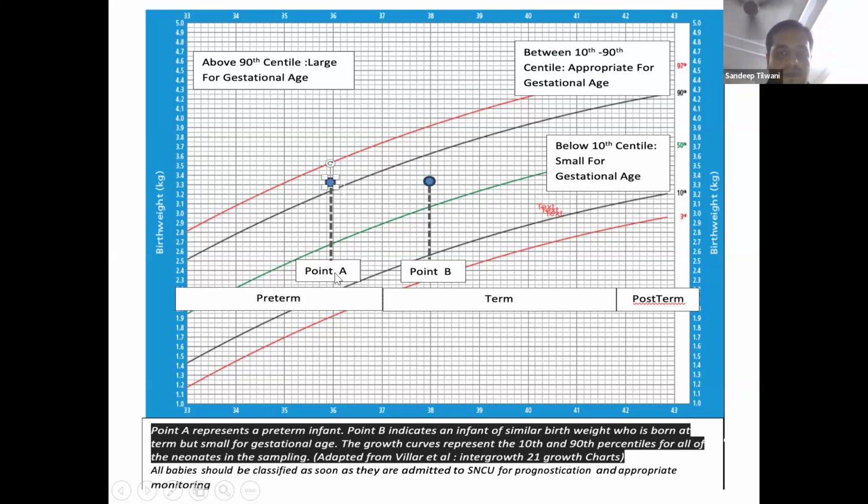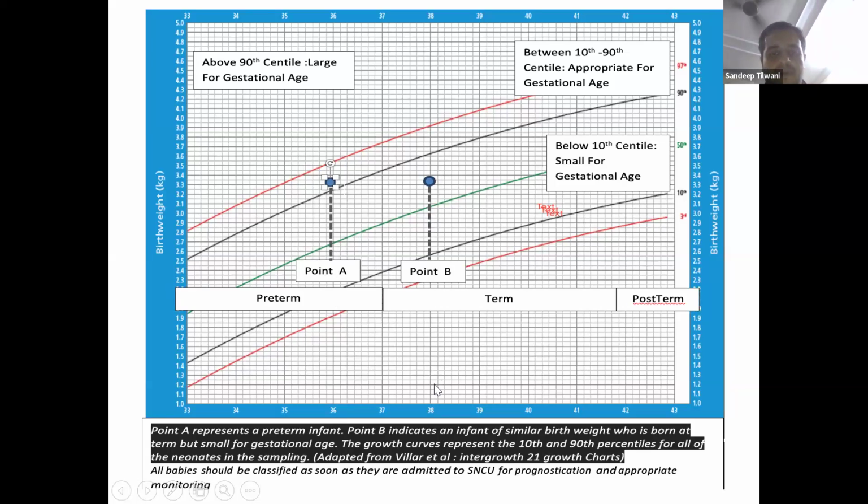But suppose the baby is born at say 36 weeks of gestation, and the weight of the baby is say 2.4 kgs. When you plot this 2.4 kg, it comes somewhere here. 2.4 kg at 36 weeks of gestation falls above the 10th centile, but still it is less than 2.5 kgs. So we call the baby low birth weight. So this baby is low birth weight because of prematurity.